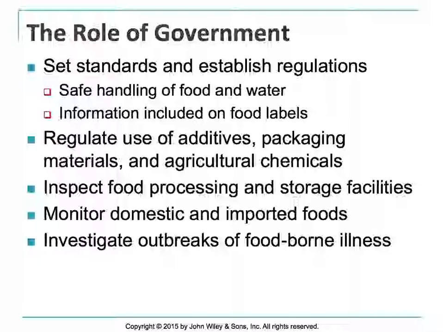So the role of government when it comes to food safety is to set standards and establish regulations. This includes safe handling of food and water and also the information that's included on food labels. The government also regulates the use of additives, packaging materials, and agricultural chemicals, inspects food processing and storage facilities, monitors domestic and imported foods, and investigates outbreaks of foodborne illness.